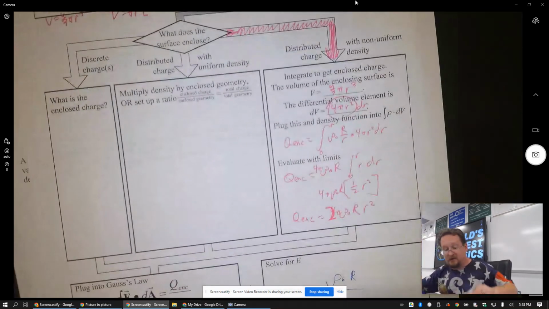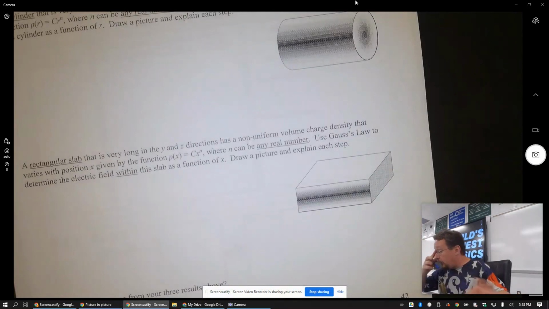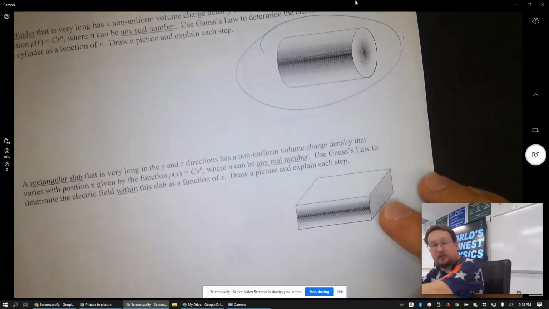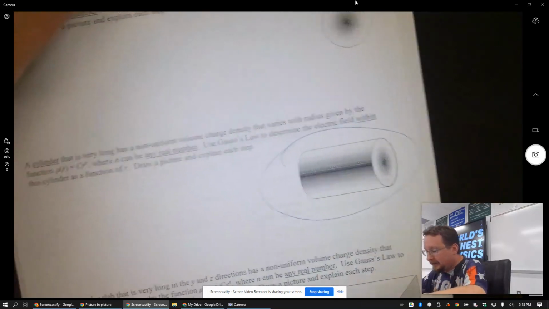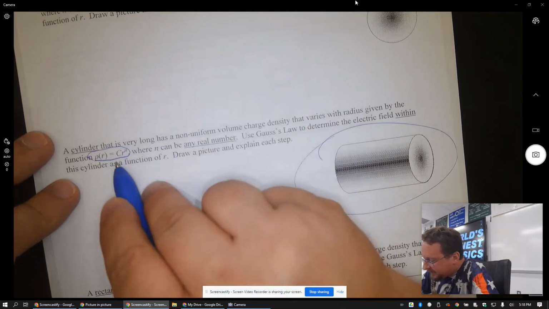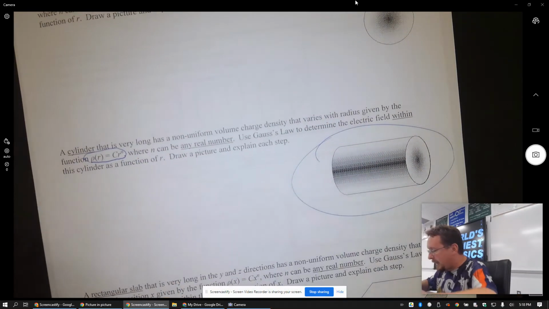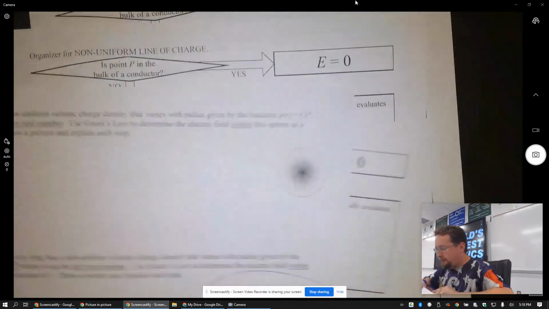Okay, that's a special feature of the r to the negative 1 density exponent. All right, one more. It's going to be this one right here. So this one's going to be super general. It says that the density is given by this super general function, C, a constant, r to the n power, where n can be any real number. Okay, so how am I going to do that?